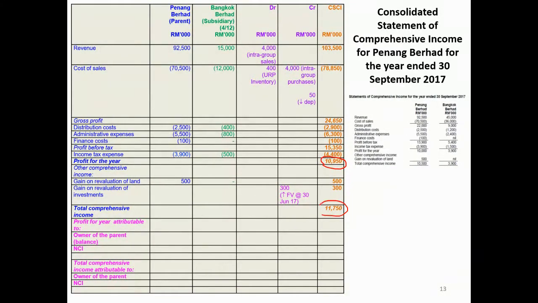total comprehensive income, what is total comprehensive income? It is profit for the year or profit after tax plus the OCI component or the OCI section. So it's 11.75 million. Okay, students.